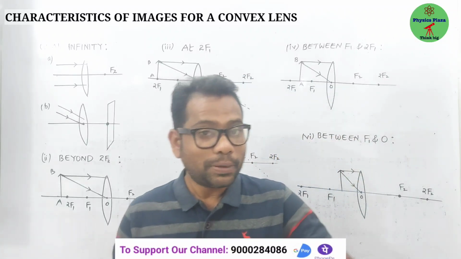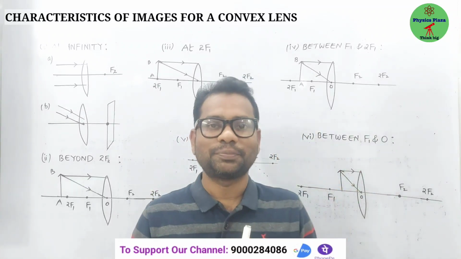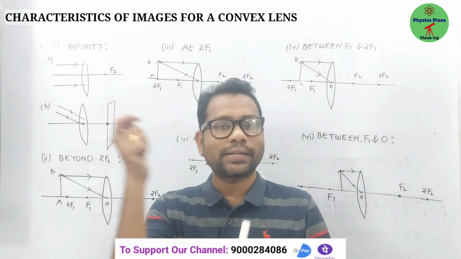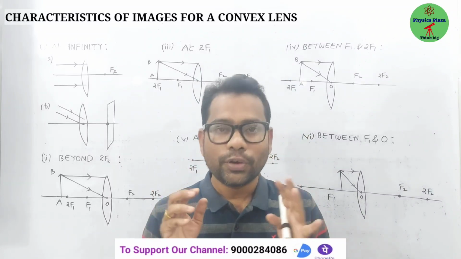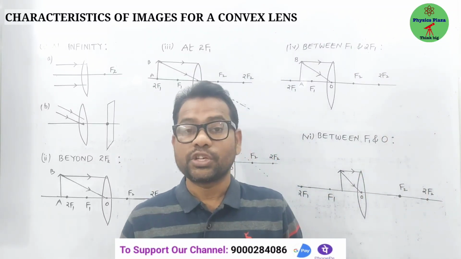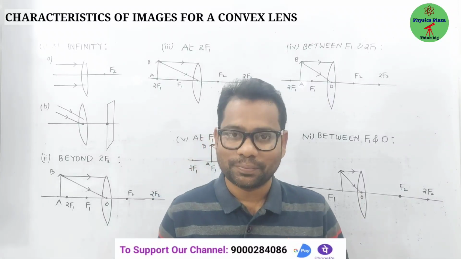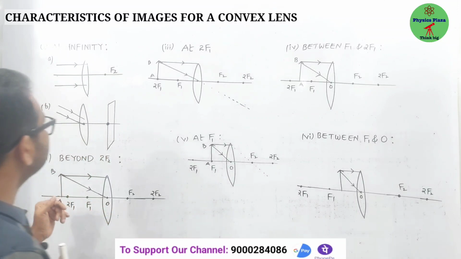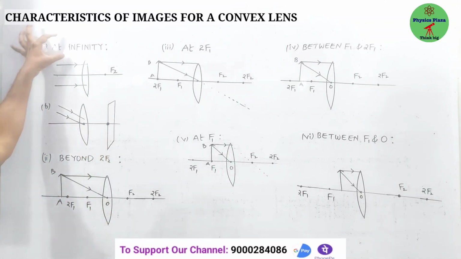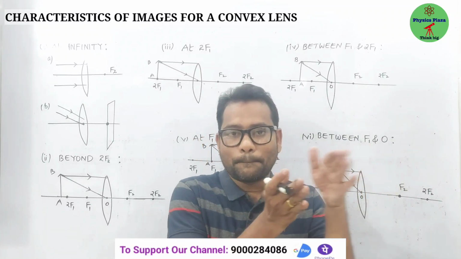Whenever the object is placed at infinity, we get a parallel beam of light. So we are getting parallel light rays. What you should understand is that the object has been placed at infinity. Children, how many light rays are required to make a ray diagram? Two light rays. Okay, fine. When the object is placed at infinity, what kind of light rays will we get? Parallel light rays.